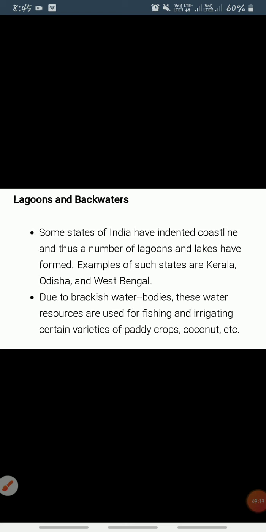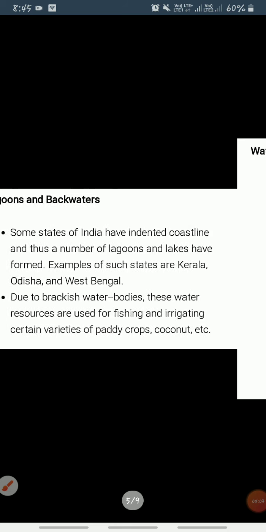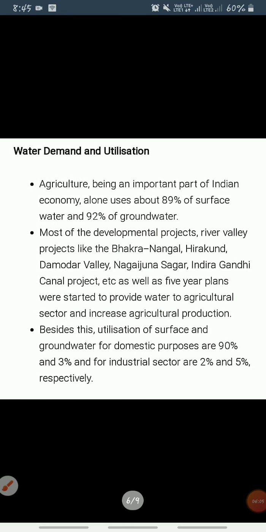India has a vast coastline, we all know that, and the coast is very indented in some states. Due to this, a number of lagoons and lakes have formed. The states like Kerala, Odisha and West Bengal have vast surface water resources in these lagoons and lakes. Although water is generally brackish in these water bodies, it is used for fishing and irrigating certain varieties of paddy crops, coconut, etc. Next is water demand and utilization.